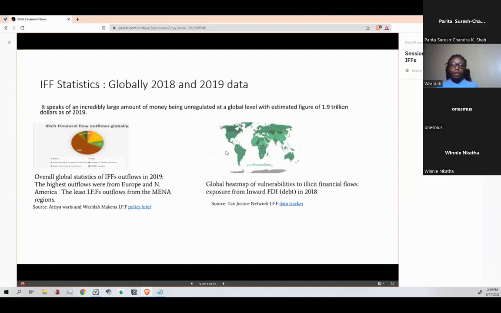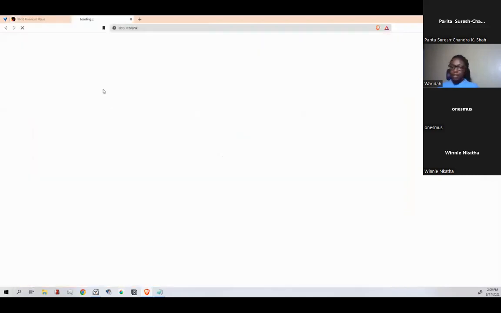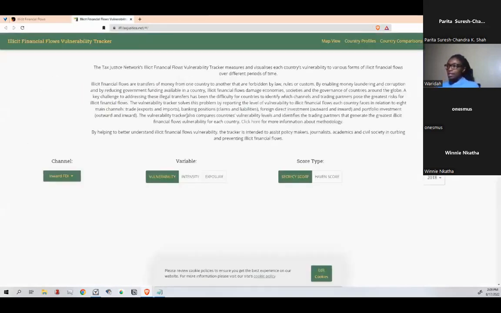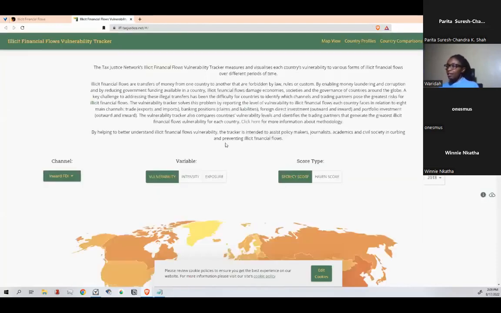Now, we also see that there are different vulnerabilities that would make a country or region more susceptible to illicit financial flows. And one of these, as can be seen in this data tracker by Tax Justice Network, is the global heat map, the one loading right now, it will come up in a bit. So the point of the heat map, of course, in this case is we are able to see how different countries are liable or identify with different illicit financial flows, which pose great risks to illicit financial flows.